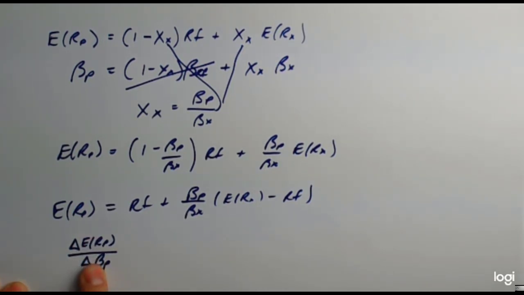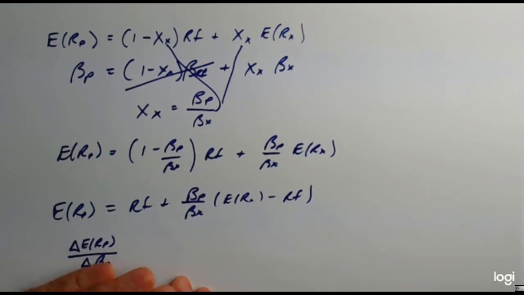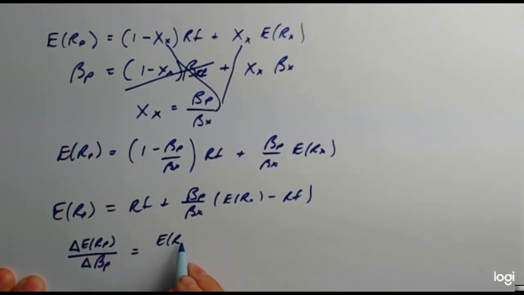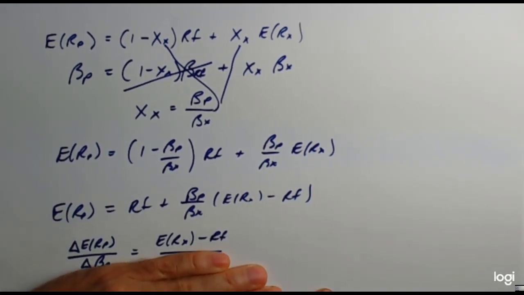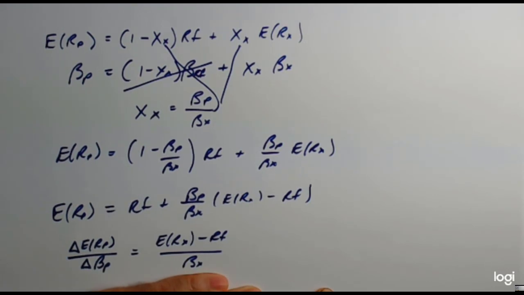This is sometimes called the reward to risk ratio. See, the top part is the reward, the change in your reward, the amount of return you're getting versus risk. So it's sometimes called the reward to risk ratio. That ratio turns out to be the expected return on X minus the risk-free rate divided by the beta of X. So there's the reward. That's basically a risk premium for stock X or portfolio X divided by the risk associated, the systemic risk associated with X.